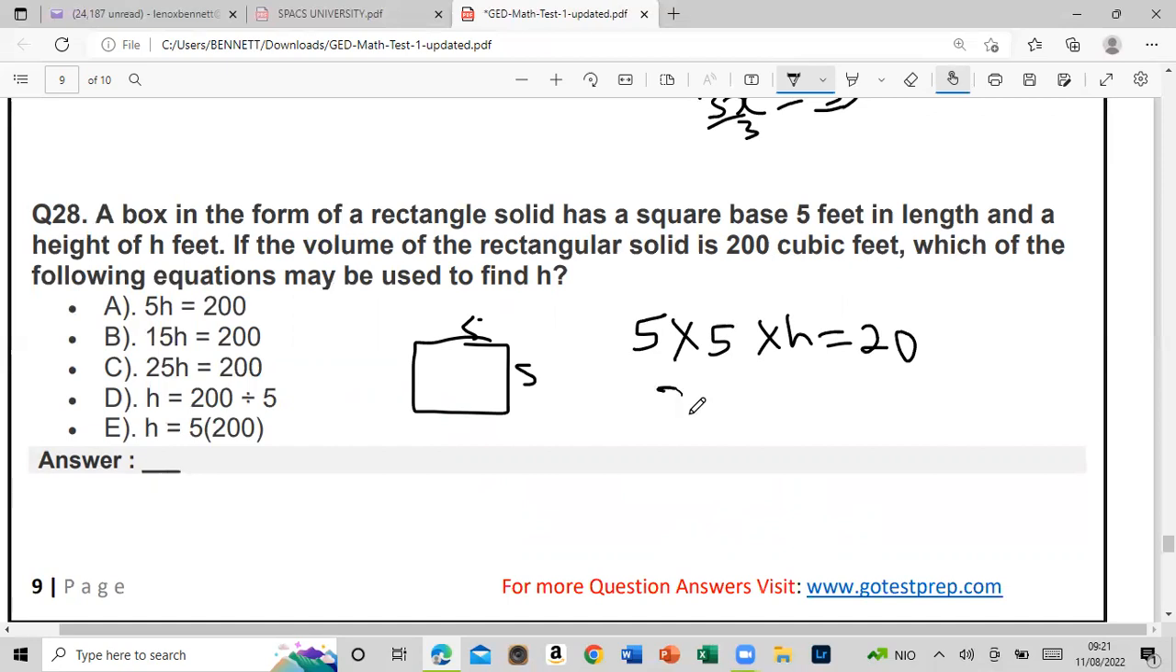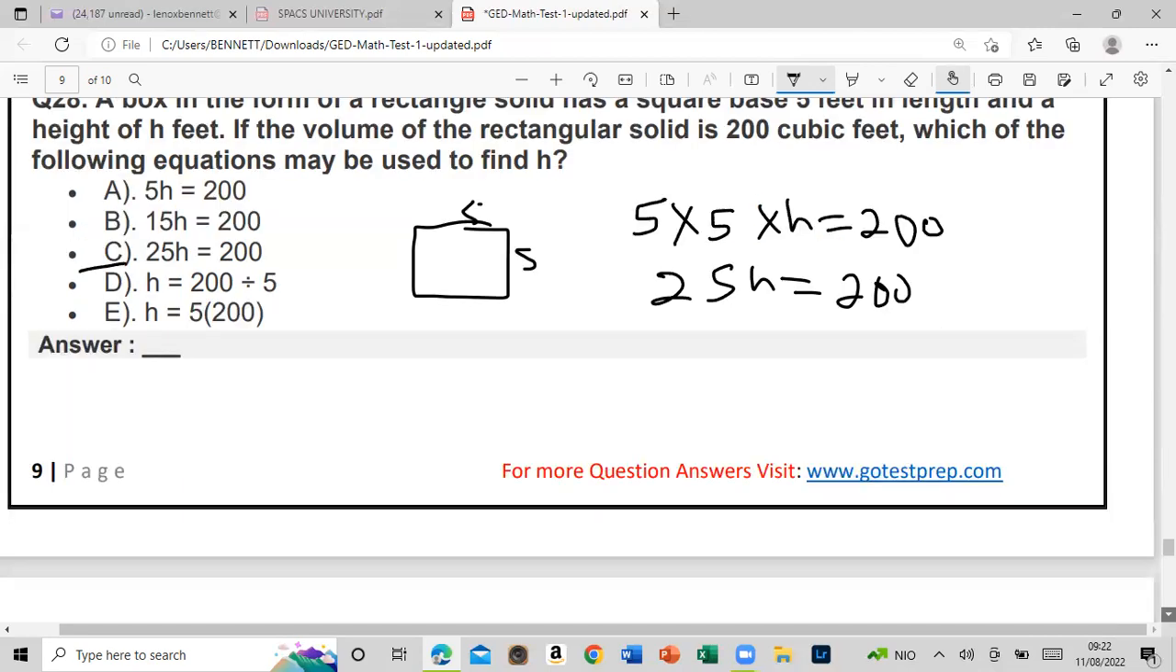Okay, so that's 25h. Oh, this is supposed to be 200. So you could have h equal 200 divided by 25. I don't see that, but I see this.